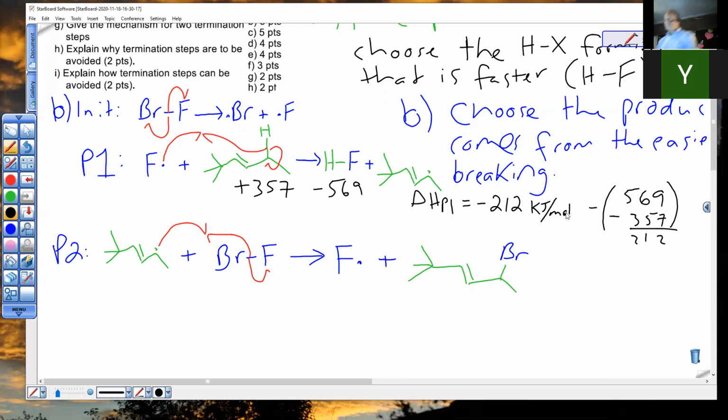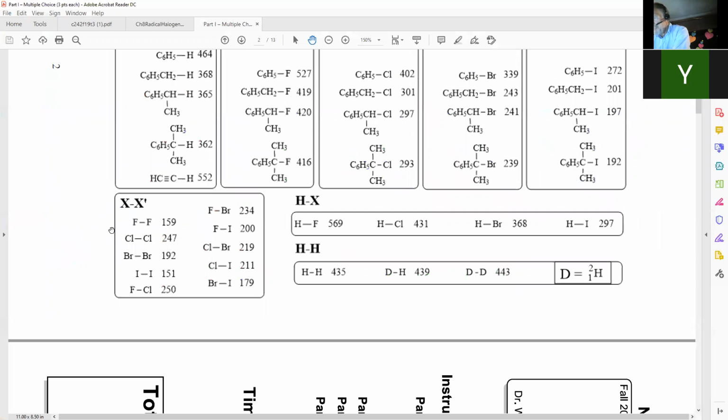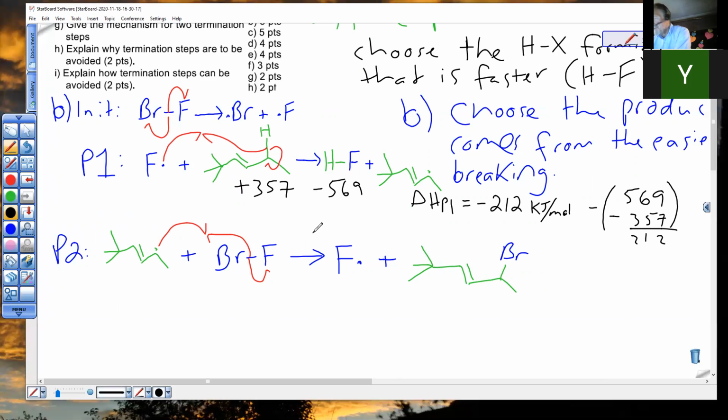Okay. I am 100% certain prop 2 will not be that exothermic, and therefore prop 2 will be the rate determining step. But let's verify that. We're breaking BrF. It's not going to be a lot of energy, is it? BrF coming right up. That's the same thing. You're going to have to put in 234 kilojoules to bust that open. Plus 234.